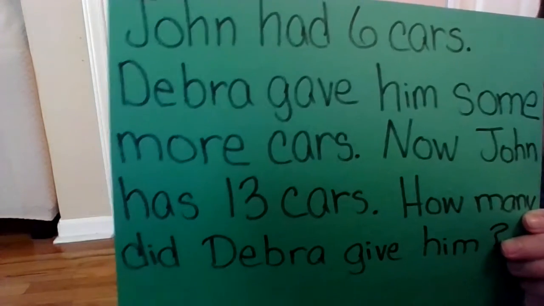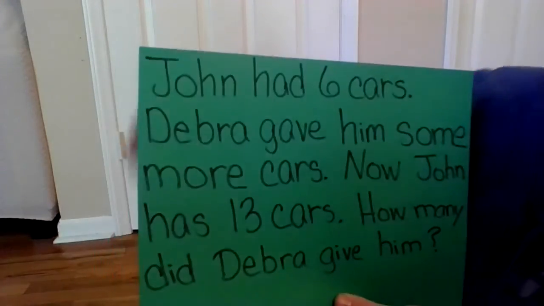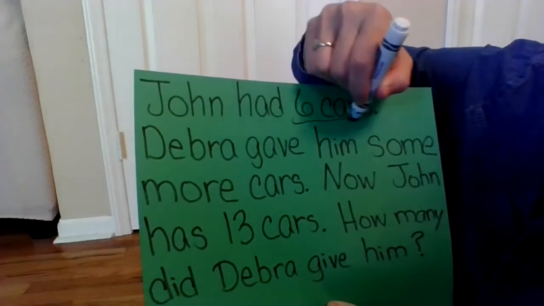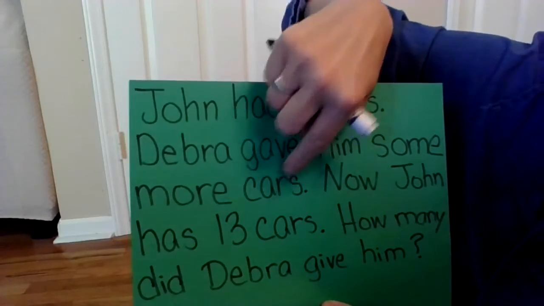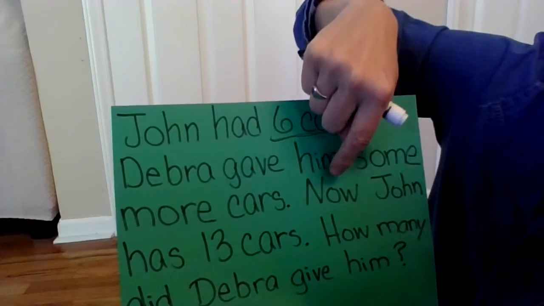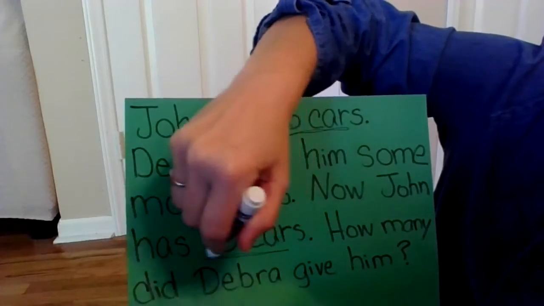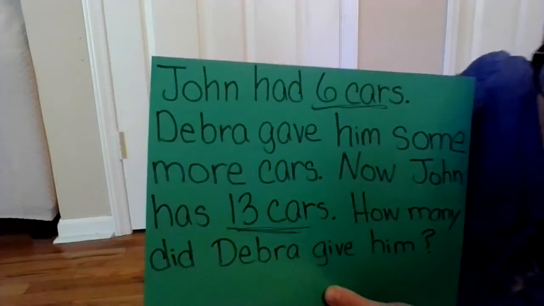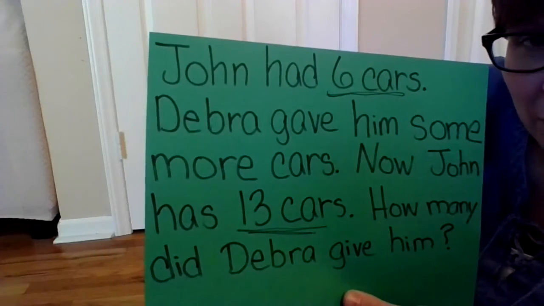So let's look again at our important parts. John had 6 cars. Deborah gave him some more cars. We don't know how many she gave him, but we know in the end, John has 13 cars. So we're trying to figure out how many did Deborah give John? So let's count out our cars.